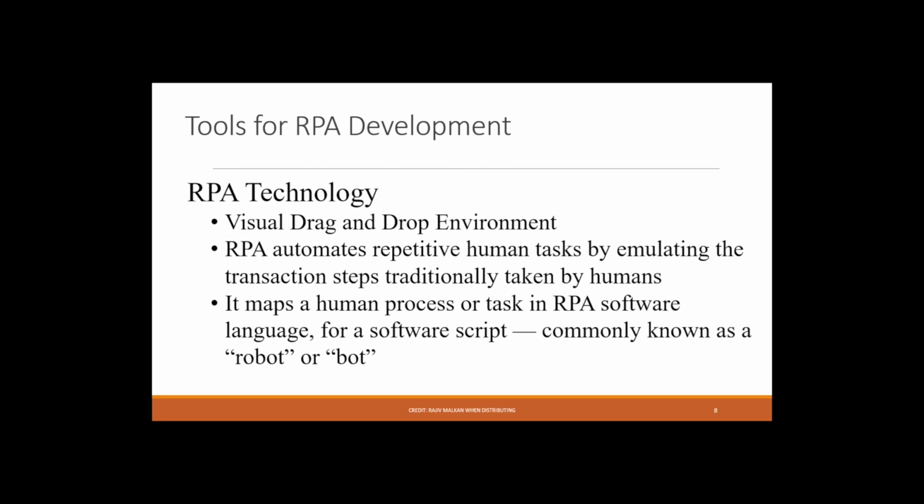All right, so what is RPA technology? It's basically a drag and drop environment. Since they are business rules, all the business rules are already programmed in. Based on what business rules you want, you just drag and drop them in your development software. The repetitive human tasks, those transaction steps I need to do, I can now drag and drop into this RPA development cycle, and instead of the humans, the software will take over that process.